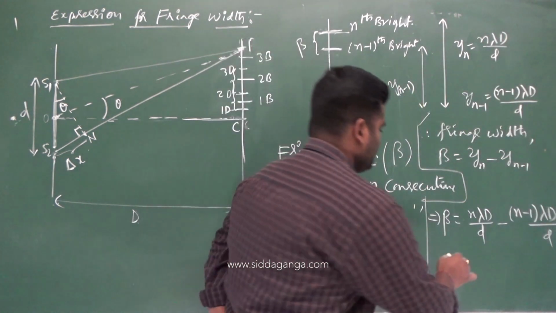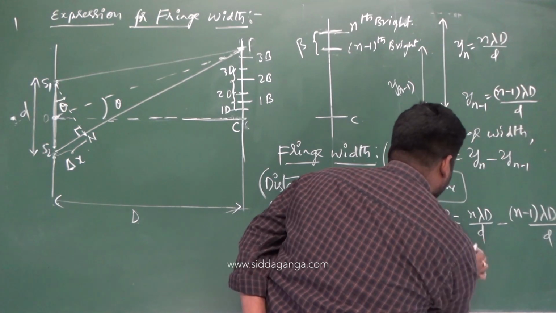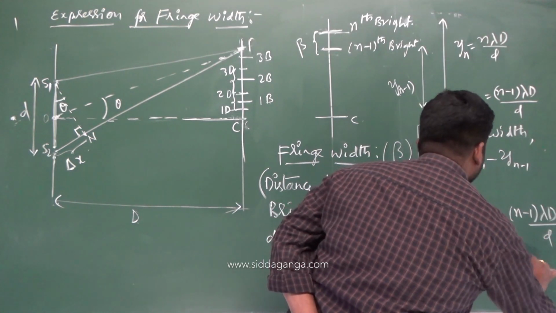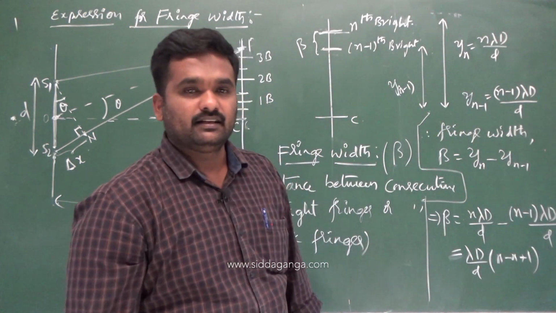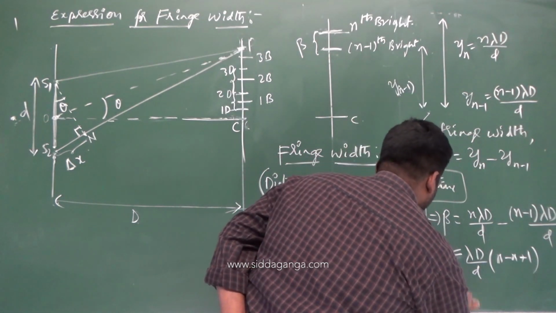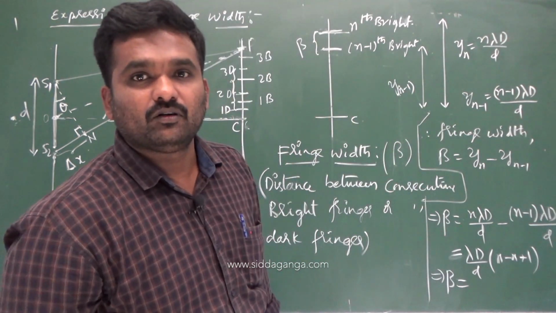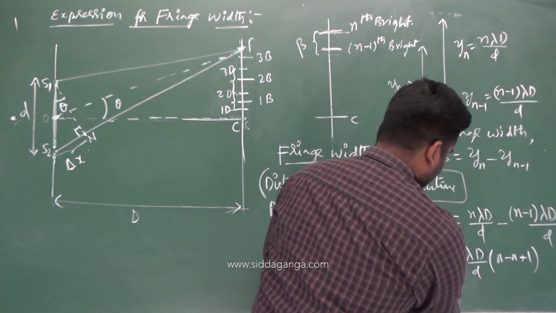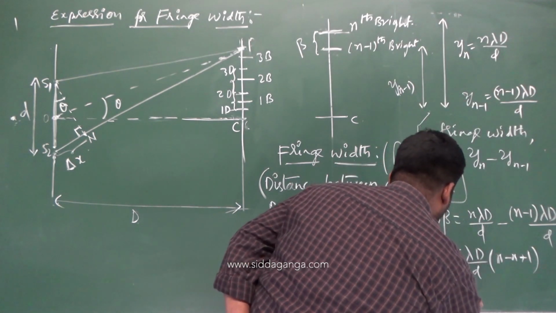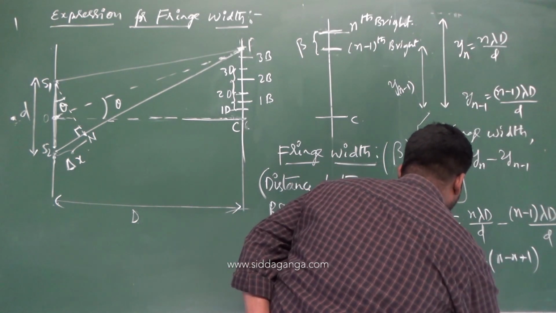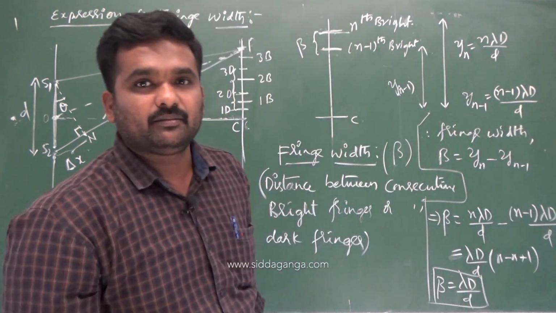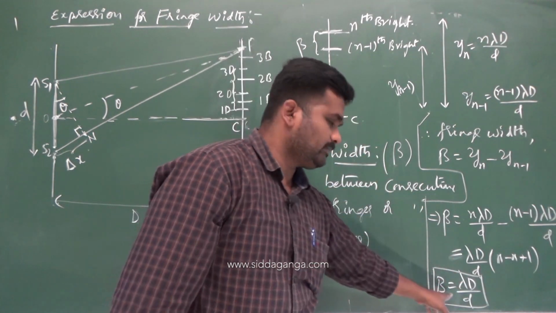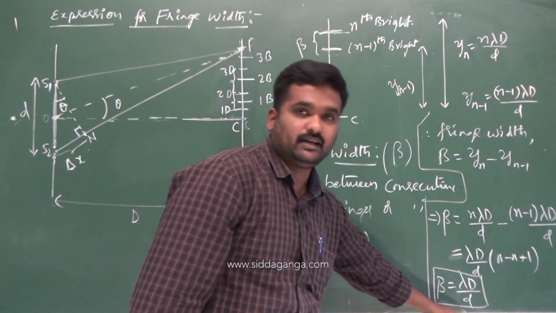Take lambda capital D by small d out here now. Lambda capital D by small d into n minus n plus 1. n minus n, they will get cancelled. So finally we will end up with beta equals lambda capital D by small d. Hope it is visible. Beta equals lambda capital D by small d. The fringe width expression will be beta equals lambda capital D divided by small d.